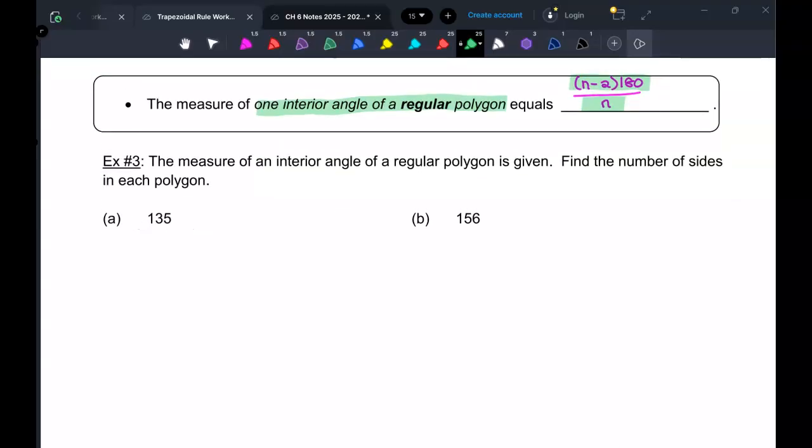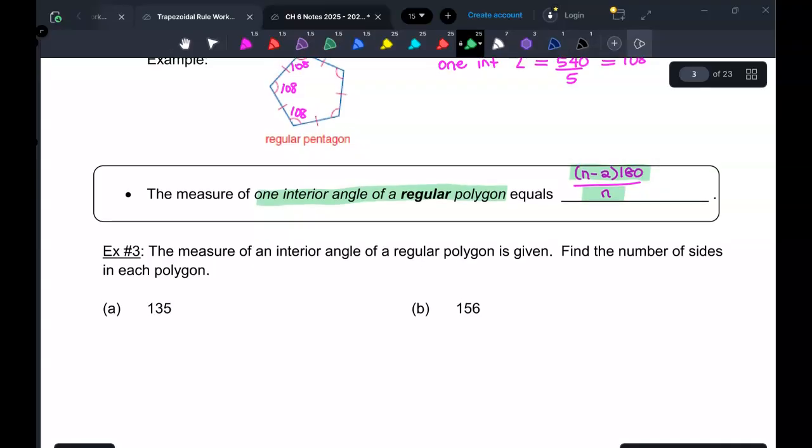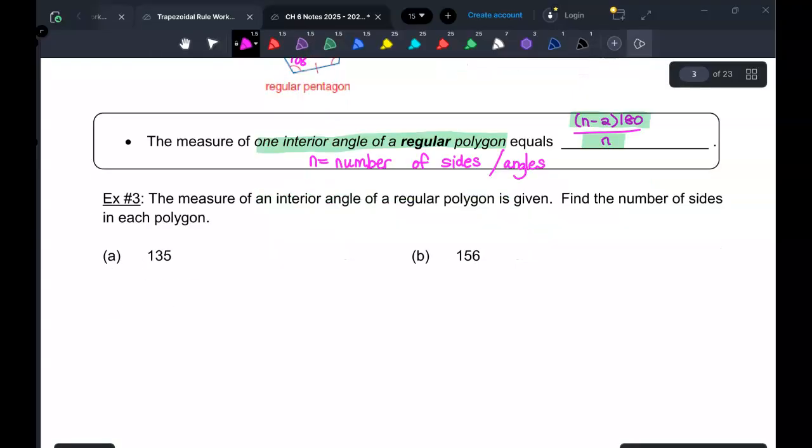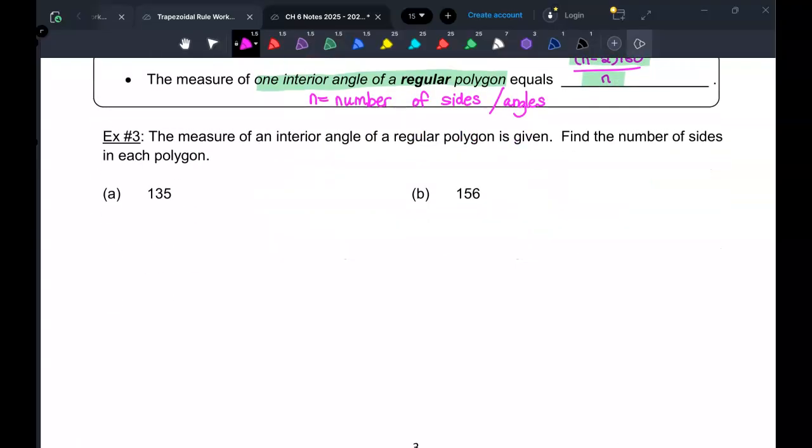Okay, I know the bottom one is for the figure's angles, right? So n equals the number of sides. Would you just do 155 minus 2 times 180? But it would also be the number of angles. Generally we say n represents the number of sides, but if there are 5 sides, there's going to be 5 angles. If there's 6 sides, there's going to be 6 angles. So you could think of it as one or the other.